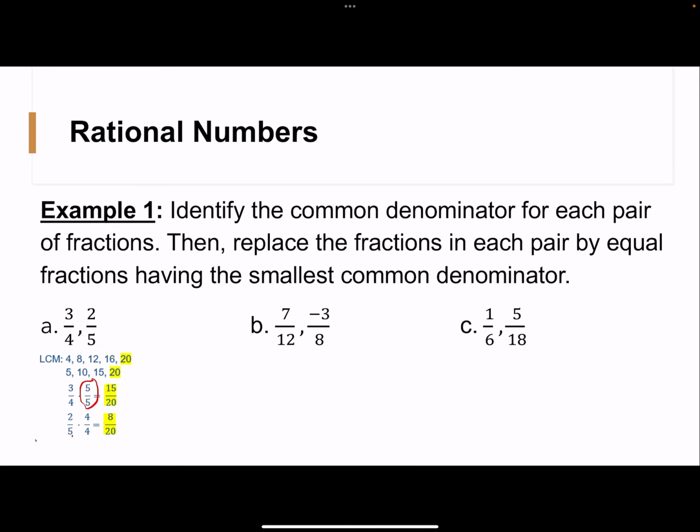What do I multiply 5 by to get 20? That would be 4. So 2 times 4 gives me 8. So 8/20 is equivalent to 2/5.